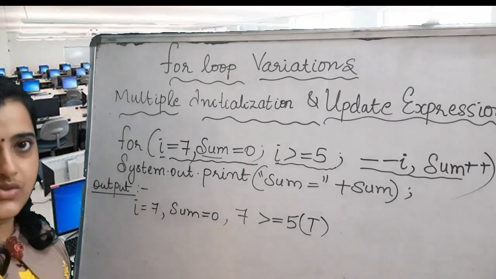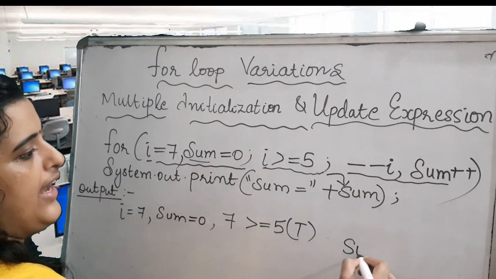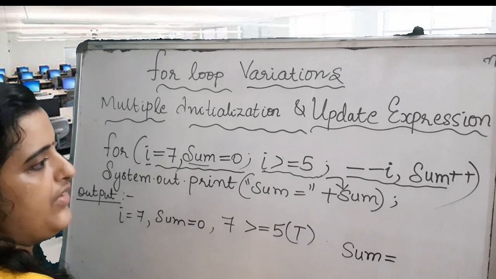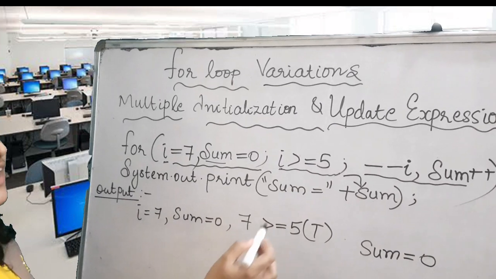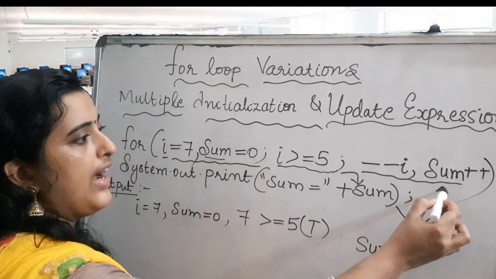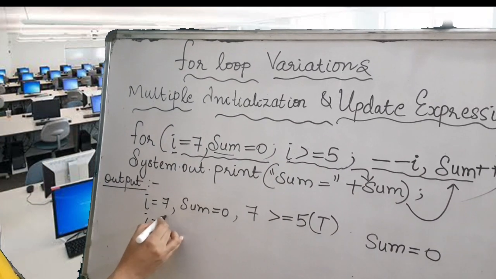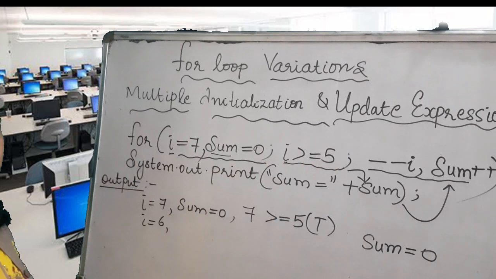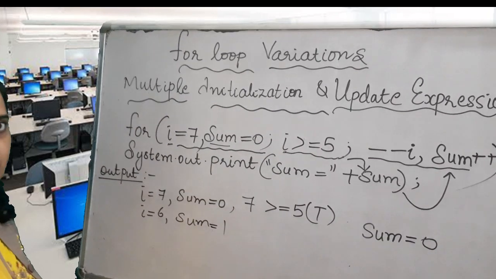So when the condition is true, what happens? The loop body will execute, that is, the value of sum will be printed. So the value of sum is 0 initially. And after the execution of the loop body, we will move to the updation statement. So what are the updations taking place? I will become 6 because we have given decrementation, and the value of sum will be incremented to 1.